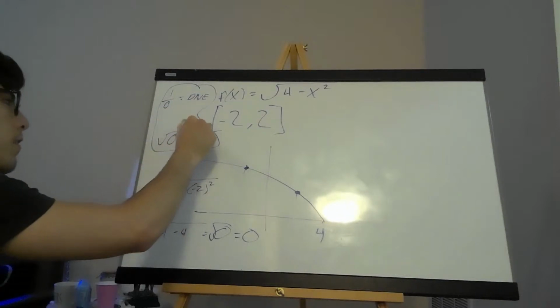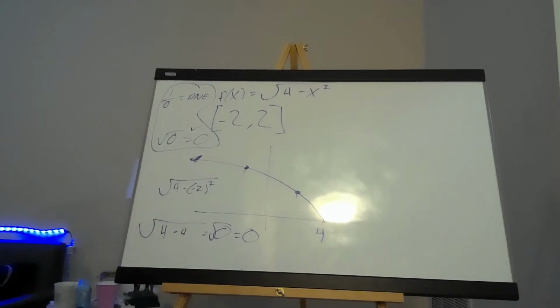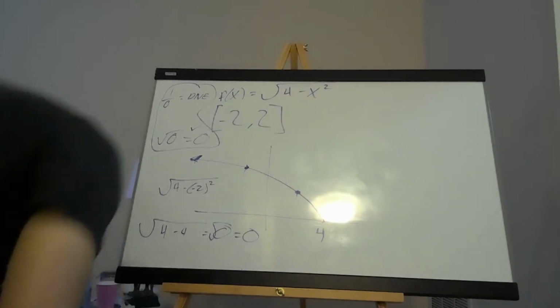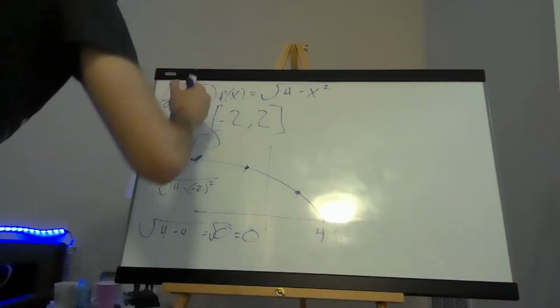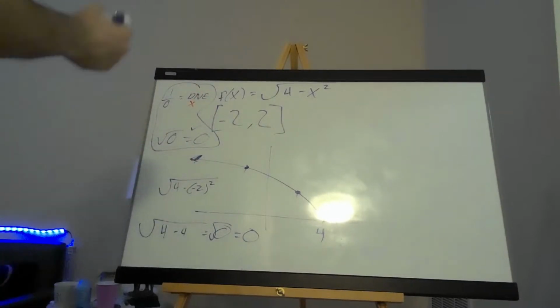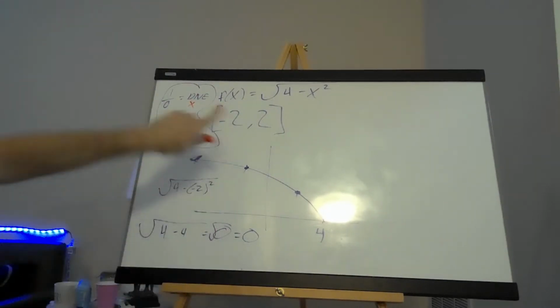This one, fair game. This one, I don't have my red marker, it would have been perfect for that. Wait, oh, watch this, I do. This one, bad. So yeah, this is totally fair game. -2 to 2 for the function square root of 4 minus x squared is indeed continuous.